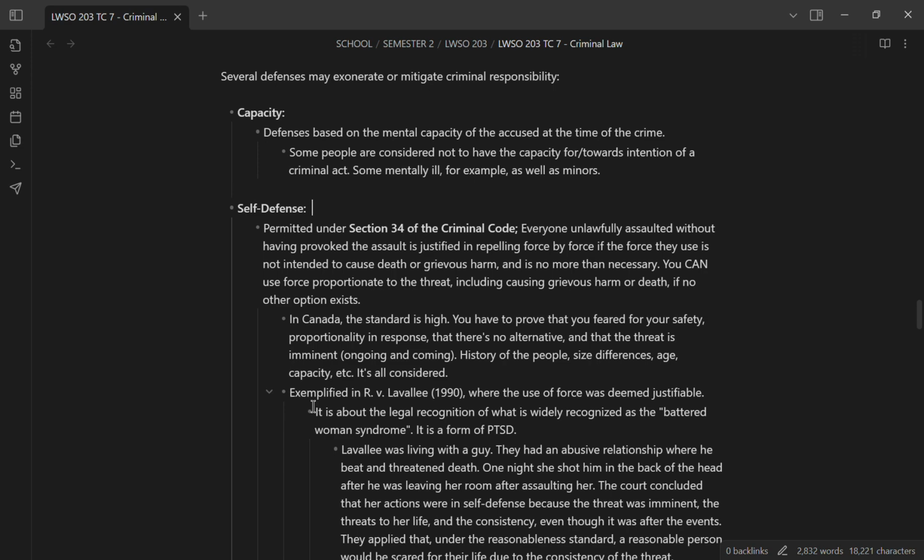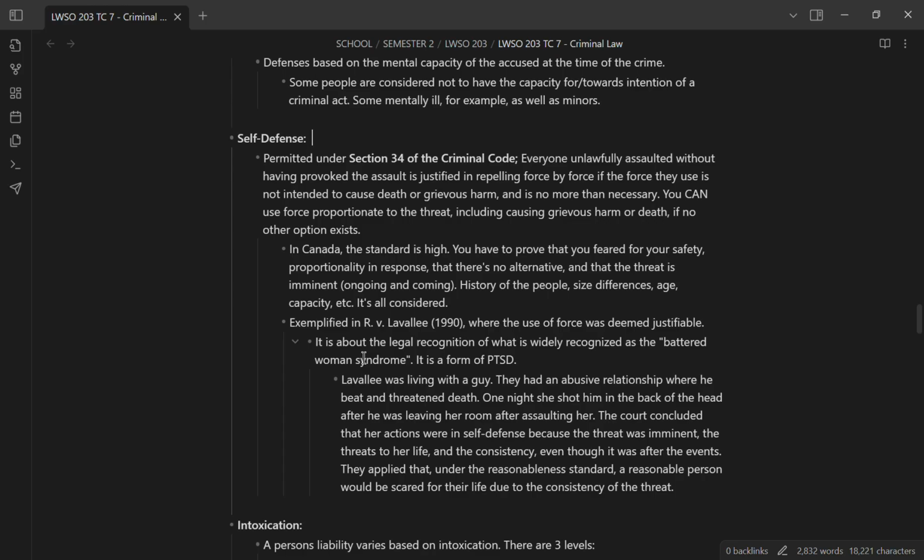Self-defense, this is important. Self-defense in Canada is permitted under Section 34 of the Canadian Criminal Code. Everyone unlawfully assaulted without having provoked the assault, and that's important, you can't provoke it, and you can't respond in a provocatory manner before the crime is carried out, is justified in repelling force by force if the force they use is not intended to cause death or grievous harm, and is no more than necessary. Though you can use force proportionate to the threat, including causing grievous harm or death, if literally no other option exists.